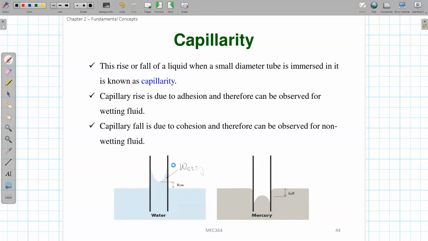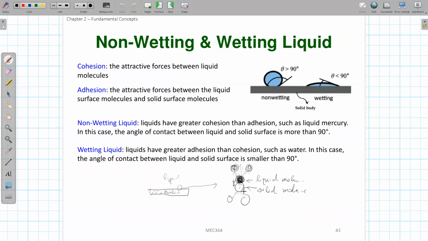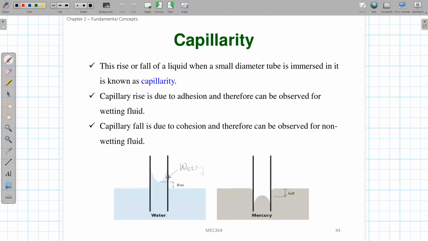Why? Because, as I told you, a wetting fluid has a larger attraction force between the liquid and solid, right? So this is the case. You have a larger attraction force between the liquid and solid, so this force will try to drag the liquid going up, so that it can compensate for gravity, right? Because it will drag the liquid going up.